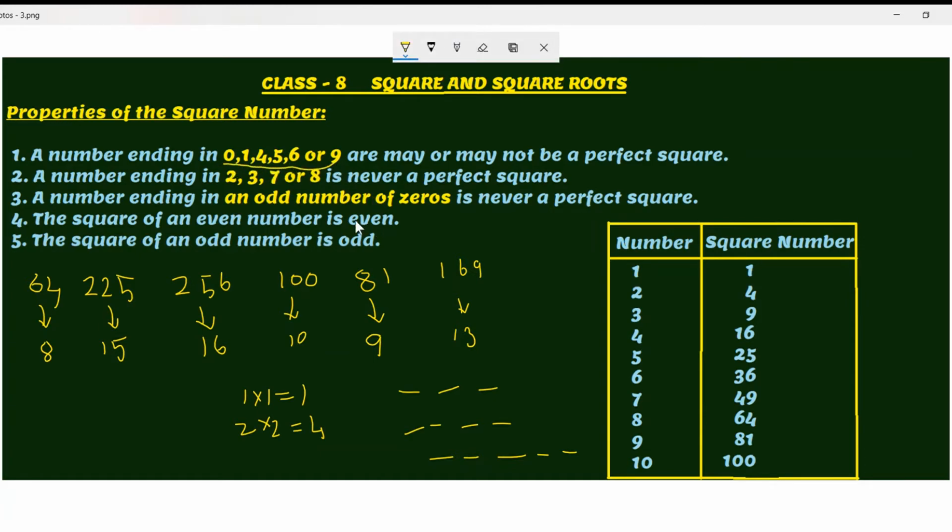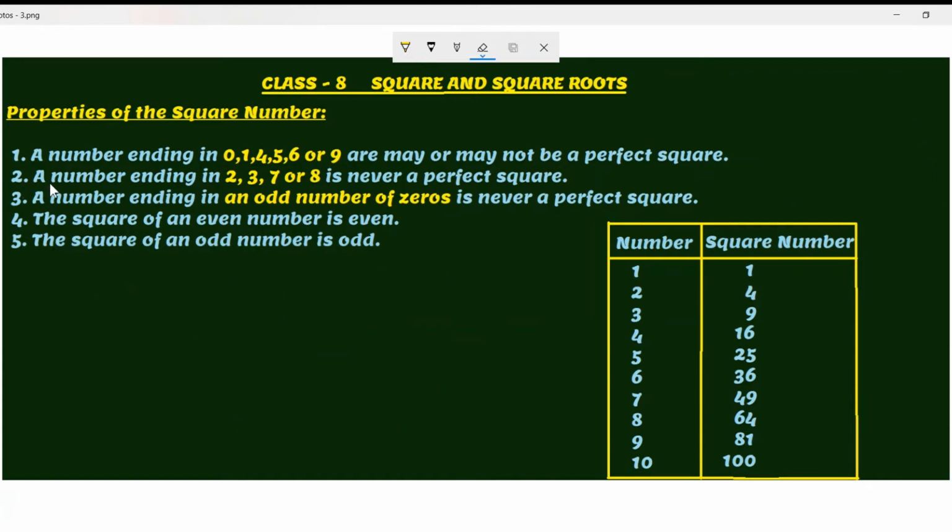But we can't say that if a number ends with one of these digits, it is a perfect square number. It may not be a perfect square, because let's take one more example, 84. You can see 84 here. This number also ends with 4, but this is not a perfect square number. So we have said all square numbers will always end with one of these digits, but if a number ends with one of these digits, it isn't necessarily a perfect square number. Got it?